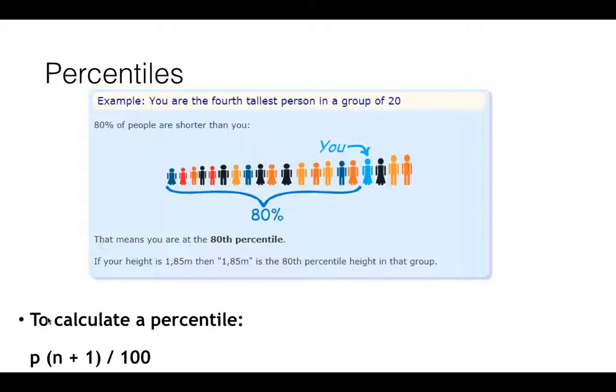And you can calculate a percentile by doing P. So if you wanted to find out, for example, the 75th percentile, you'd put 75 in here, multiplied by the total number of values you had. So from that last example, that would be 70 plus 1, and then divide it by 100. If they ask you for the 80th percentile, you'd put in 80 instead of P. If they ask you for the 10th percentile, you'd put in 10 instead of P. And you'll get the position of the 10th or the 80th or the 75th percentile of your data.